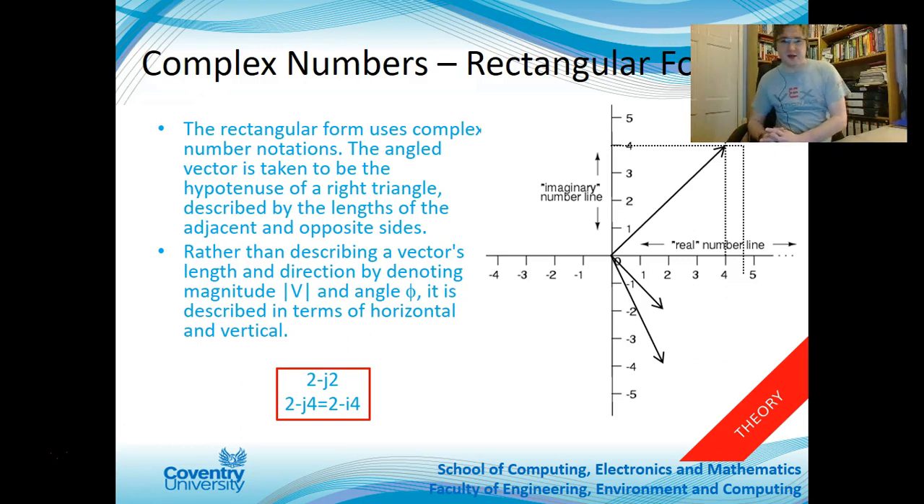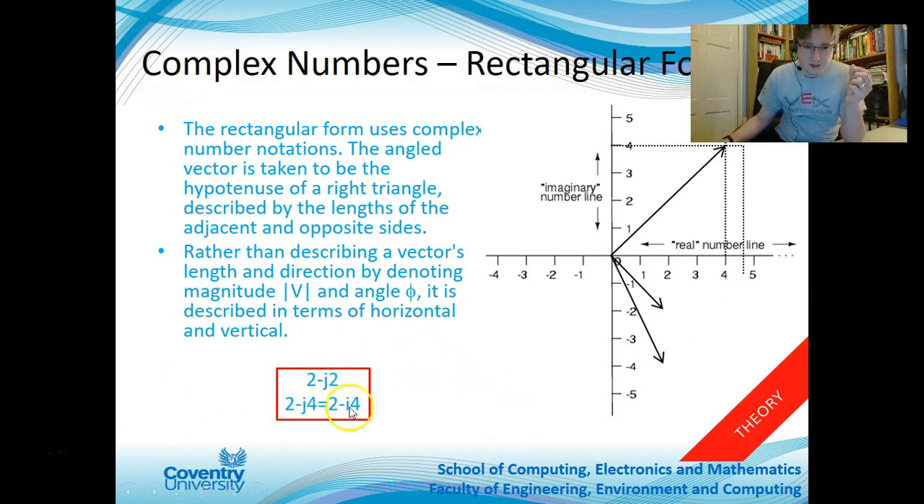As we said in our last video, we have our axes. Our x-axis is our real number and our y-axis is our imaginary number. The rectangular form is used for complex number notation, and the angle vector is taken as the hypotenuse of a right angled triangle to describe the length. But rather than describing vectors as length and direction, we're going to note them using these complex number forms. For example, here we've got a complex number of 2 minus j2. Notice I'm using the j terminology here. As I said in the last video, mathematicians use the terminology i, but since i is current for us, that's why we use the term j.